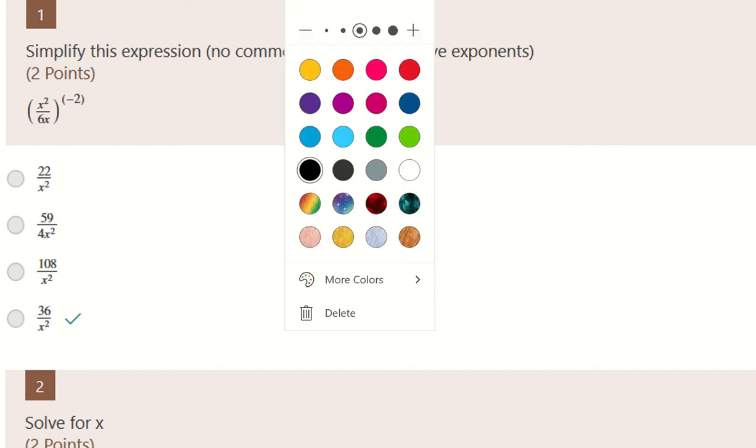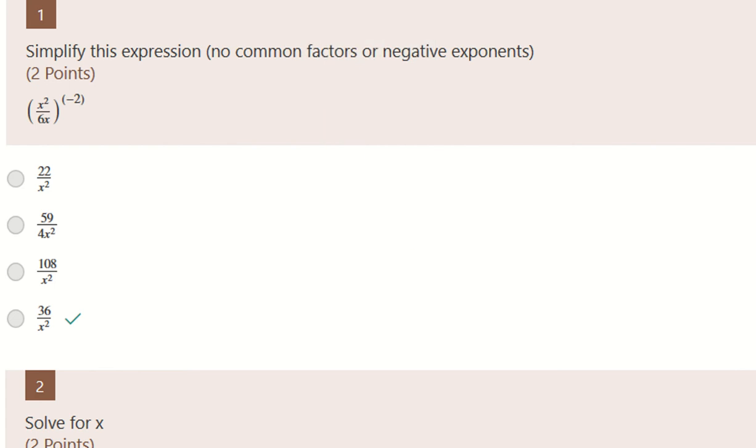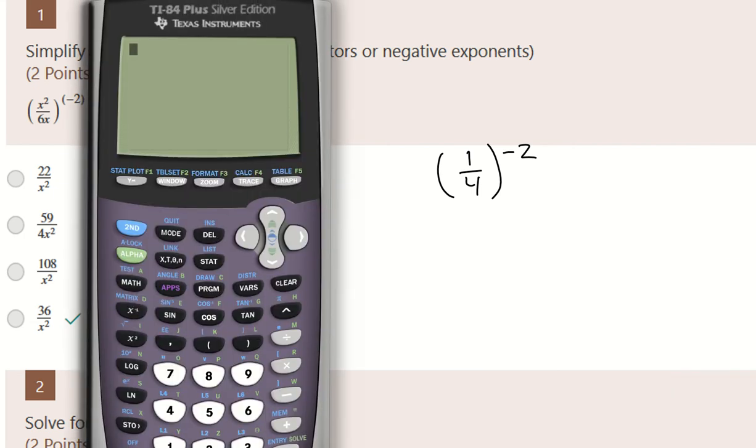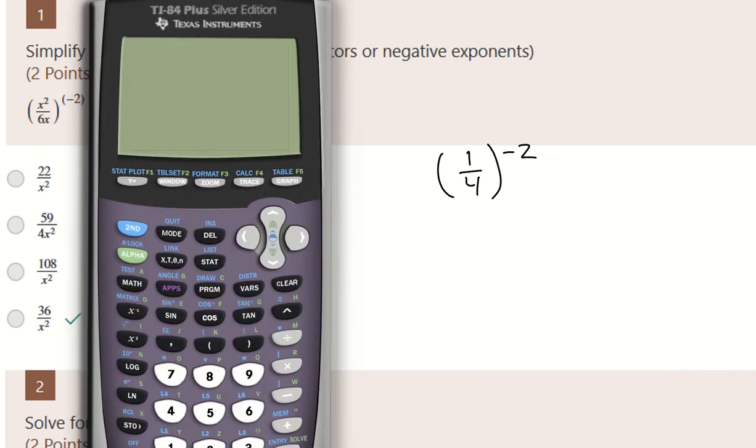One of the things introduced in this chapter, or maybe chapter 8, is that if you have a fraction raised to a negative exponent, something cool happens. For example, take the fraction 1/4 raised to the negative second power. I want you to see what happens on this calculator. I'm turning it on and grabbing the fraction template, with a numerator of 1 and a denominator of 4.